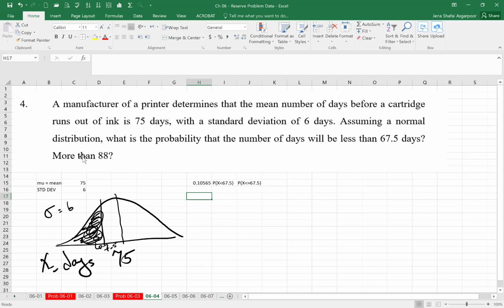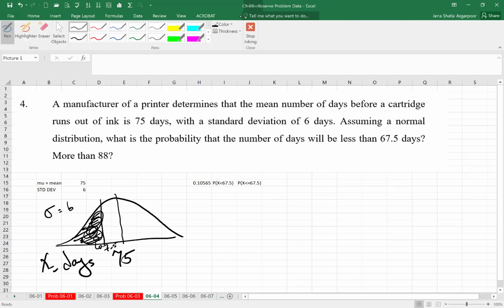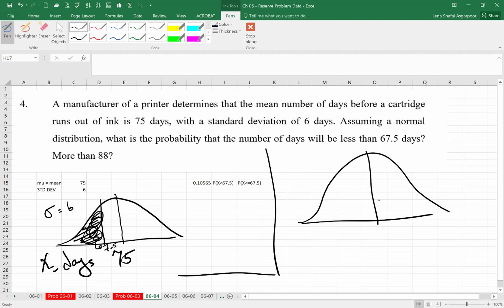Now, what is the probability of more than 88? Well, here is our distribution for that, a different problem. Again, the mean is 75 days, standard deviation is 6, and we want more than 88. Now 88 is to the right of 75, so more than 88 would be this area right here.